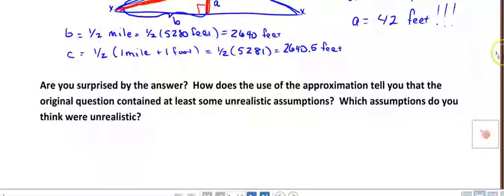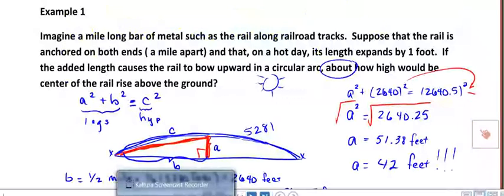Well, let's take a look and answer a couple of questions. First, are you surprised? Yes, I was surprised when I did this. 42 feet, really? How does the use of approximation tell you that the original question contained at least some unrealistic assumptions? Well, let's go back to the top and see what are some of the assumptions. One of the assumptions is that we have one piece of metal that's continuous for a mile. That's an incredibly long piece of metal. I don't know if something like that could be manufactured.